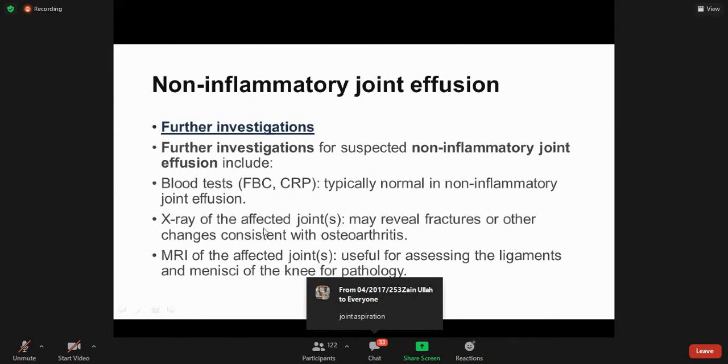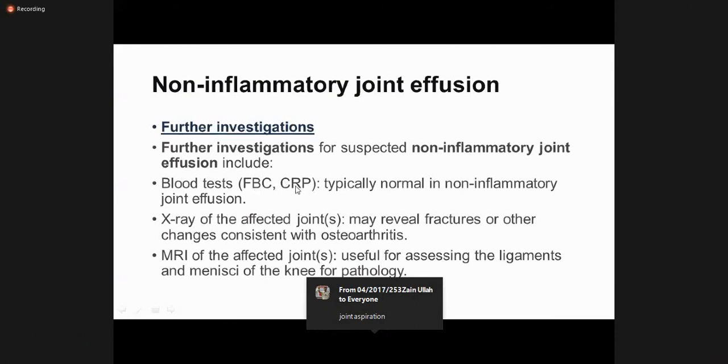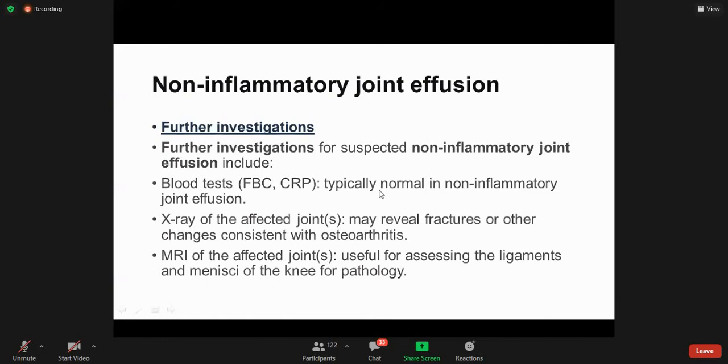Let's see what the next slide tells us. The further investigations for the suspected case include the blood tests: full blood count, CBC, and CRP, a C-reactive protein that is typically normal in non-inflammatory joint effusion. Now the next would be the X-ray of the affected joint. It may reveal fractures or other changes consistent with osteoarthritis. And then third is the MRI of the affected joint, that is useful for assessing the ligaments and menisci of the knee for pathology. Along with joint aspiration, we have to go for these investigations for confirmation of our osteoarthritis, right?